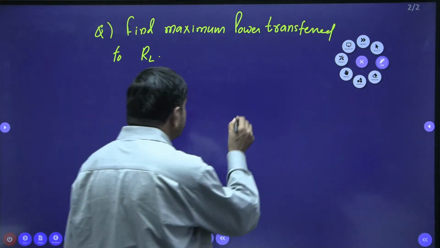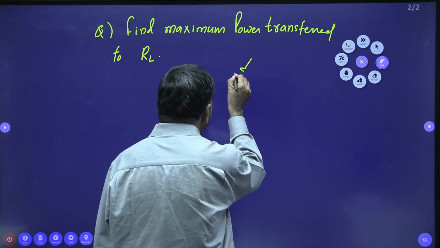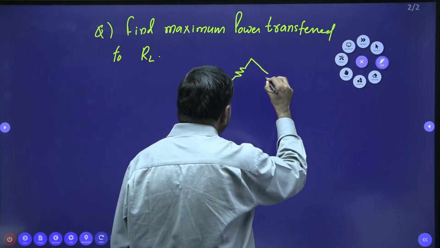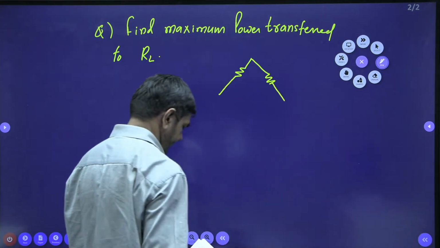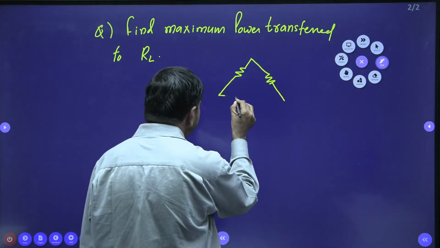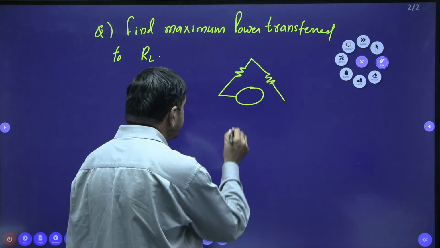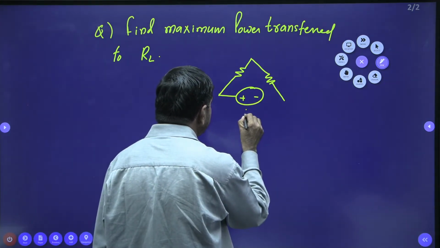So the network is given as a resistor, and one more resistor is connected on this side. There is a voltmeter, and then a voltage source is connected here. That voltage source is 20 volts.